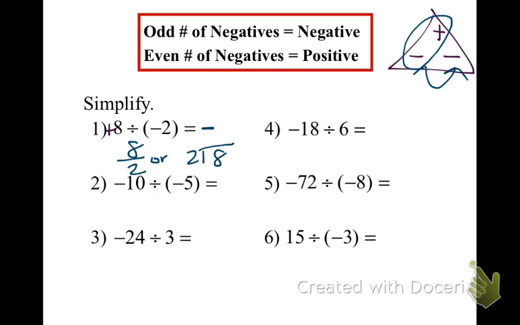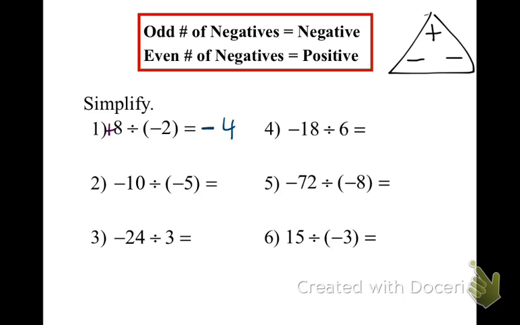So what is 8 divided by 2? 8 divided by 2 is going to give you 4, but it has to be a negative. Why? Because my negative 2 is there. I only have one negative. One negative is an odd number, that's why it better be negative. So now, go ahead and try to do example number 2 and number 3 on your own.